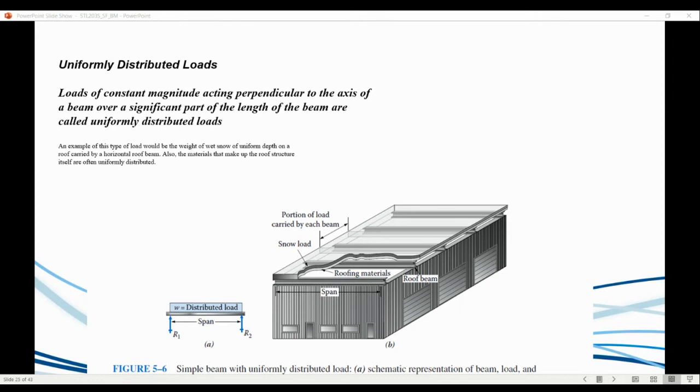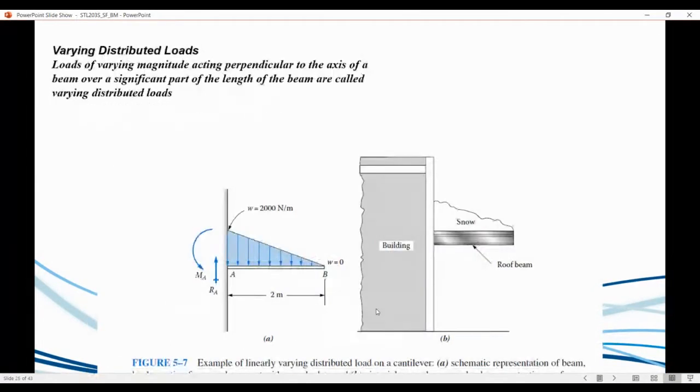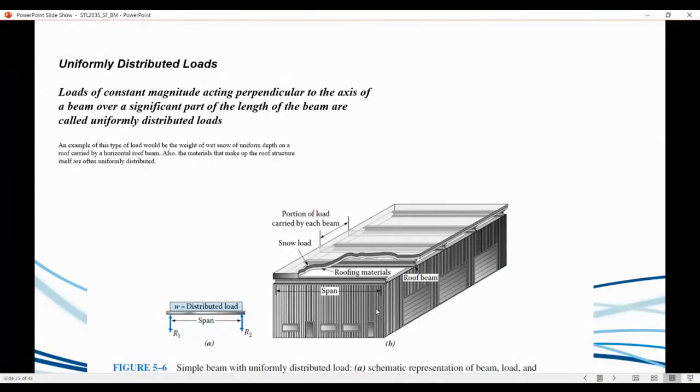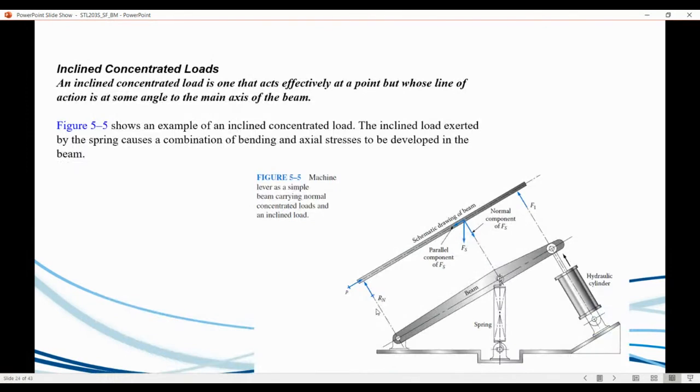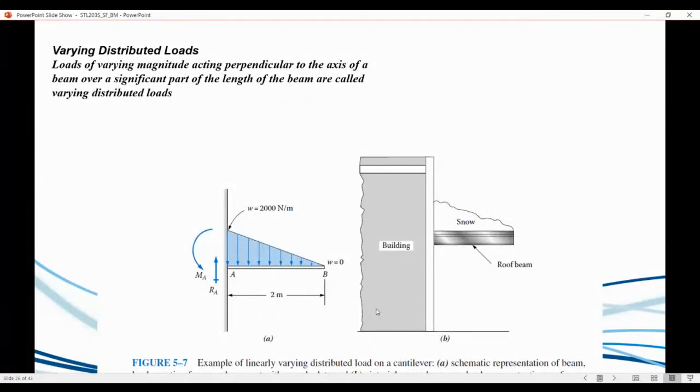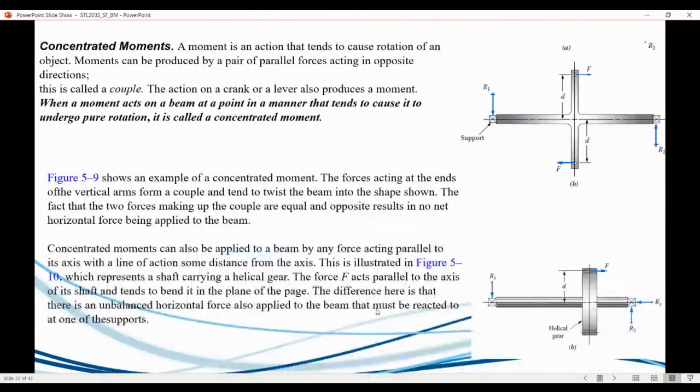Okay, so that's what a UDL is, right? You've probably seen what a UDL is. What's probably new to you is a UVL, a load of varying magnitude acting perpendicular to the axis of a beam over a significant part of the length. So it's important, significant part of the length for the UDLs, and for the typical concentrated loads, they normally act over a very small part of the length of the beam, right? For the UVL, we're showing a typical thing there where it's basically a cantilever arrangement, and the snow is not uniformly distributed. It's like a triangle, and of course that's a different kind of load.